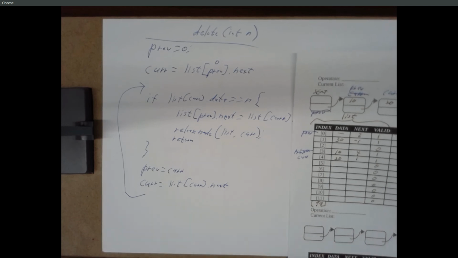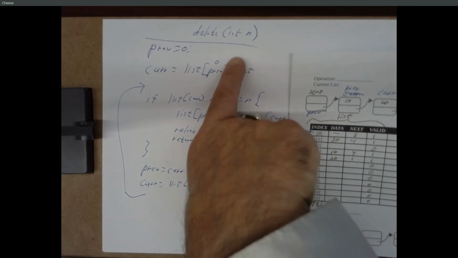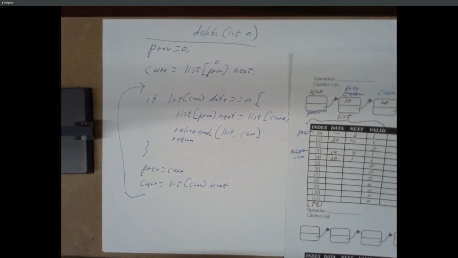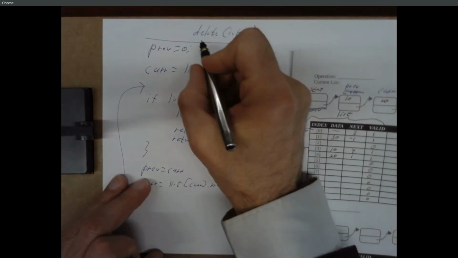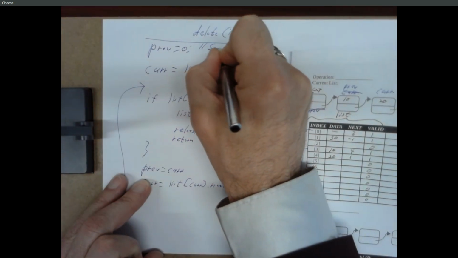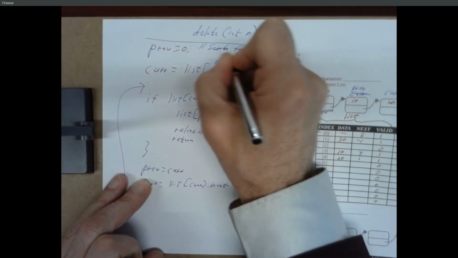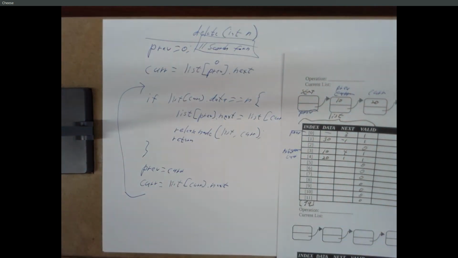In your main program, if the person says delete n, call search n first. And if you don't find it, return an error saying it's not in there. Or in your delete function, you could call search, right? And if it doesn't find n, just return a 0 saying I can't delete that, it's not in the list. So up here in the beginning, search for n. Do it here, not in your main program. If search comes back with a 1, you know it's in your list.